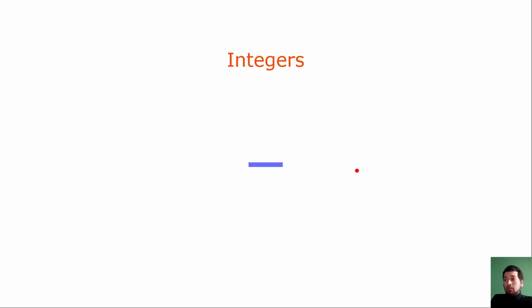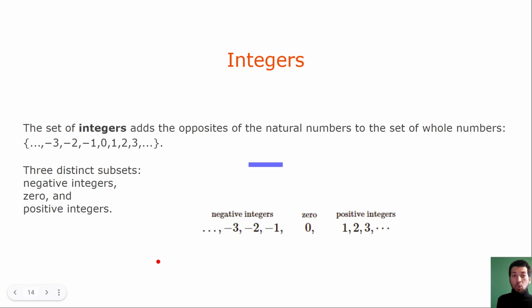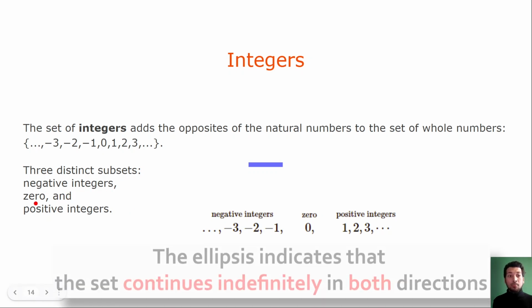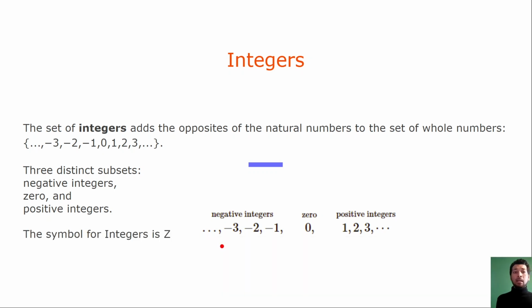The next set of numbers that we have is called the integers. The set of integers adds the opposites of the natural numbers to the set of whole numbers. Within the braces, we can see that we have the opposites of the natural numbers, then we have 0, and then we have the natural numbers. So it is useful to note that the set of integers is made up of 3 distinct subsets: negative integers, 0, and then positive integers. You combine these 3 subsets to write the set of integers. The symbol for integers is Z.